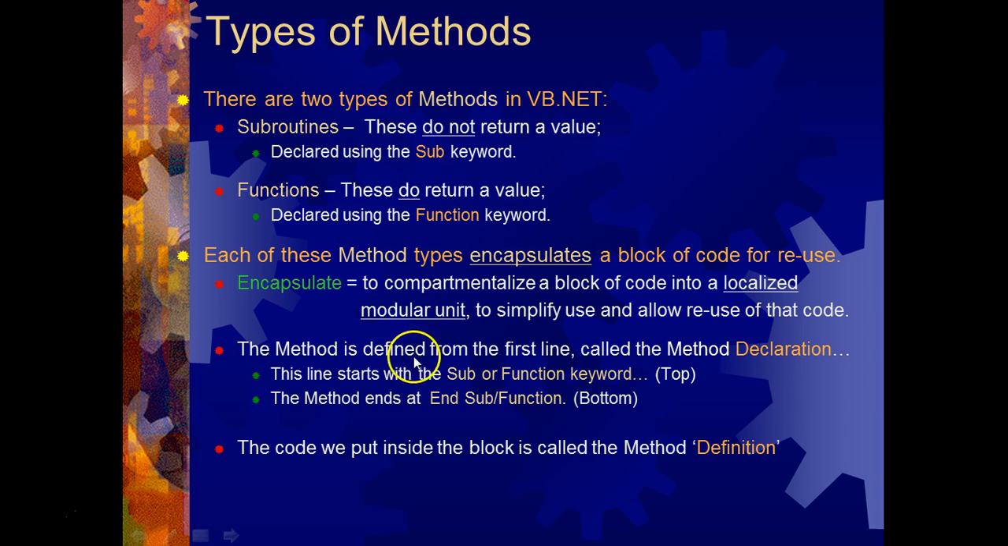Okay. The method is defined from the first line, called the method declaration. This is where we define the method. This line starts with the sub or function keyword. And the method ends at the end sub, which you've seen, or end function at the bottom. Right? The code we put inside the block is called the method definition.